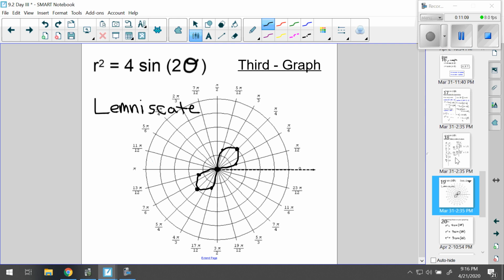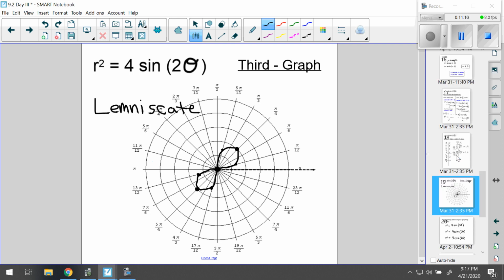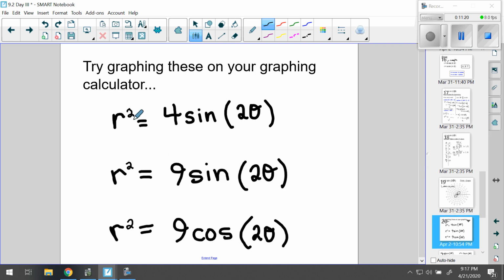And so as we did for the previous example, I have a few more equations for you, maybe to try on your graphing calculator if you've been playing along at home. So we just graphed this one here, the r squared equals 4 sine 2 theta. So I might encourage you to try a 9 here and see how that changes your graph. And then maybe leave the 9 and then put a cosine in there and see how that might change your graph. So I would encourage you to maybe pause the video again and play around on your graphing calculator and see what happens.